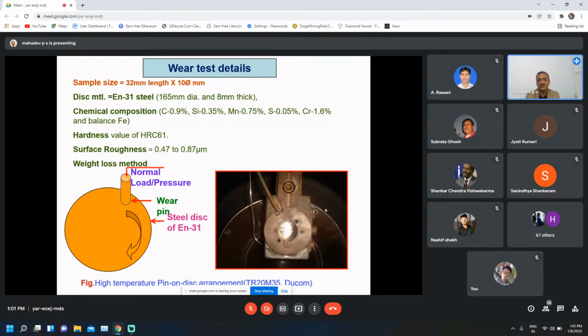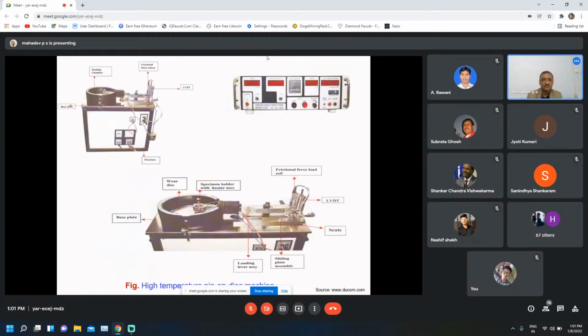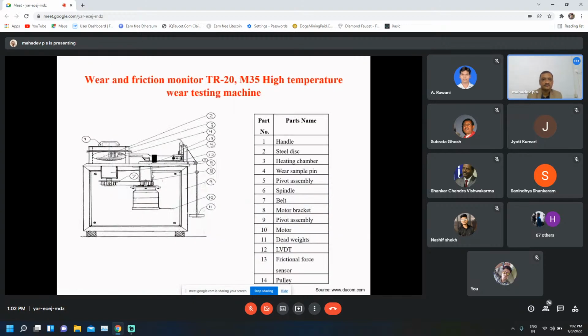This is an example of a high temperature pin on disc arrangement supplied by Ducom, TR20M35. You can see the machine which is used for high temperature pin on disc wear testing. Again, the schematic diagram of this is shown.